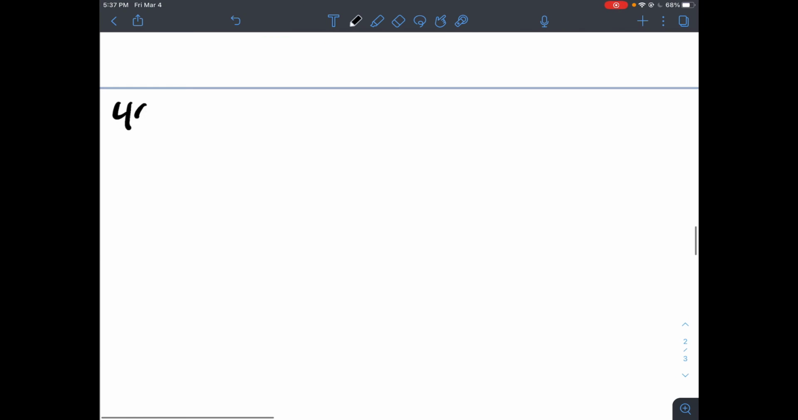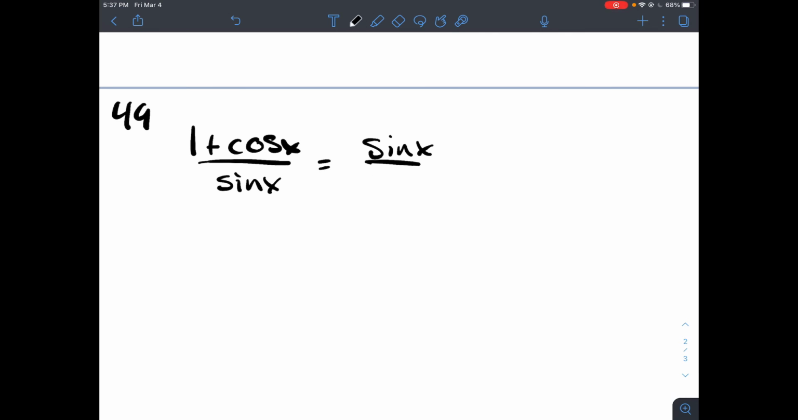49. Now this is what we're talking about. This looks more fun. Okay, so we have 1 plus cosine x over sine x is equal to sine x over 1 minus cosine x. All right, so we're verifying. So we're not allowed to alter both sides and just multiply this over or divide by sine or anything. So we've got to work with each side individually. We need to come to the same answer.